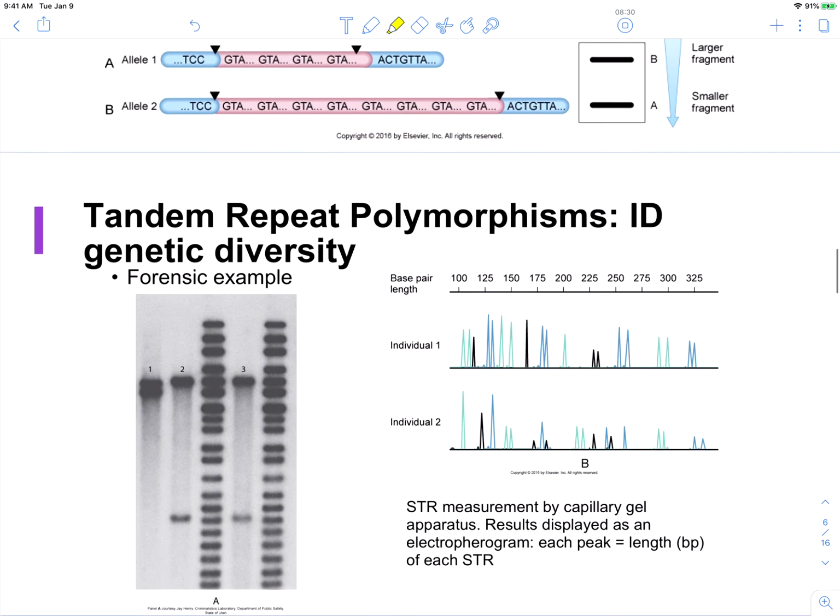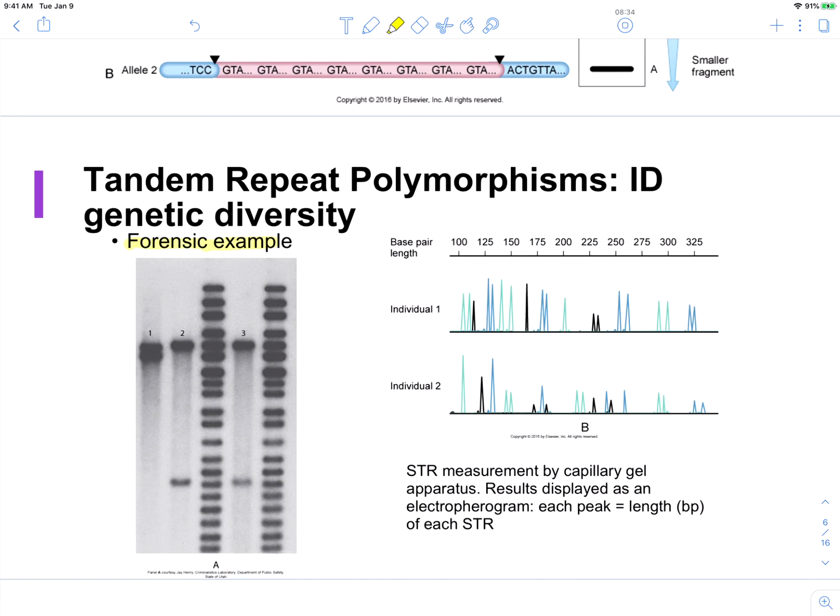So this is an example of a forensic sample. Again, you're using different repeats to identify a potential criminal for a particular crime. For example, these are DNA ladders. These are just known, DNA ladders are simply known sized fragments of DNA. So they're sort of a standard.